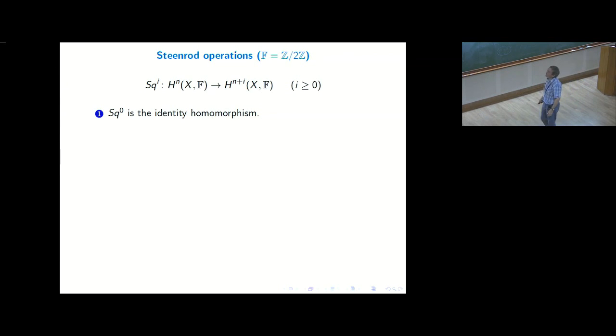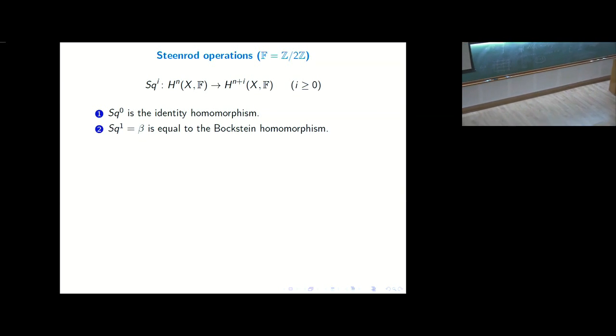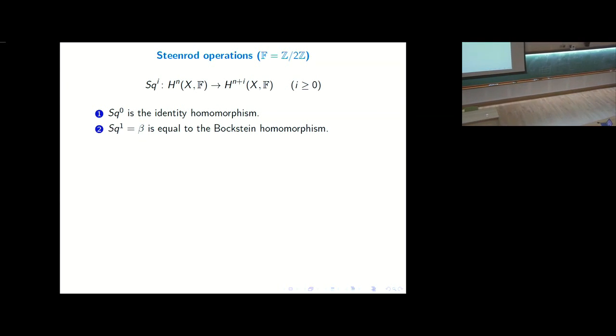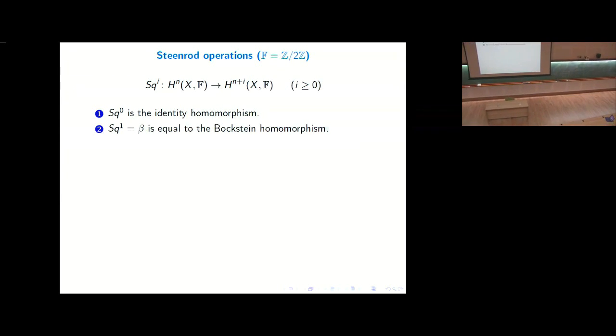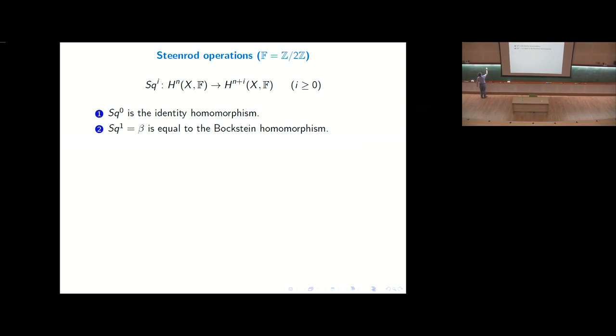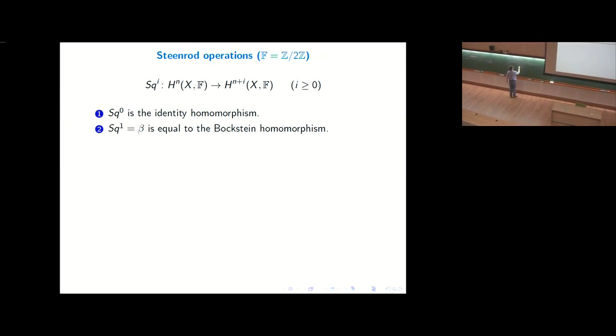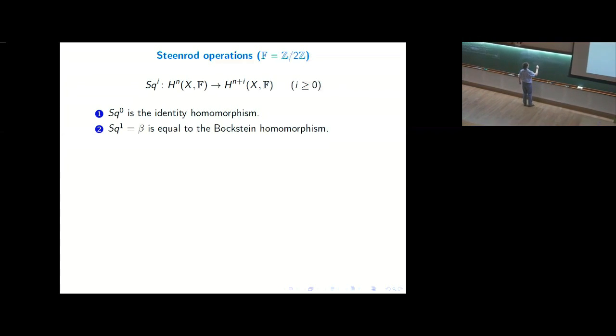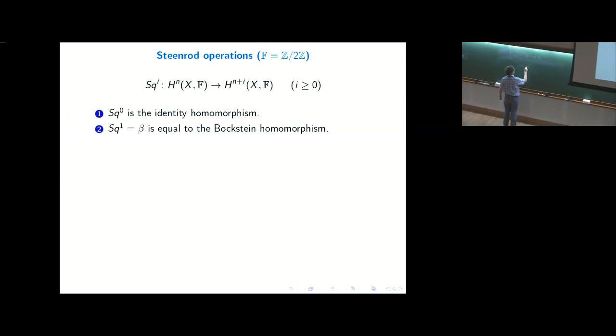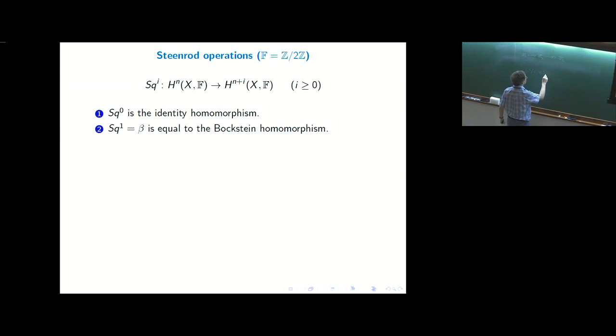For i equal to 0, it's just the identity homomorphism. For i equal to 1, it actually coincides with the Bockstein spectral sequence. So if you have a short exact sequence of abelian groups, that induces an exact sequence in cohomology. Z2, it goes the same direction, doesn't it? Yeah.